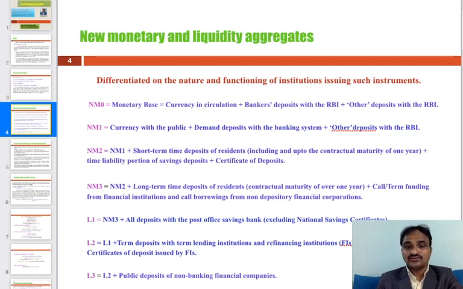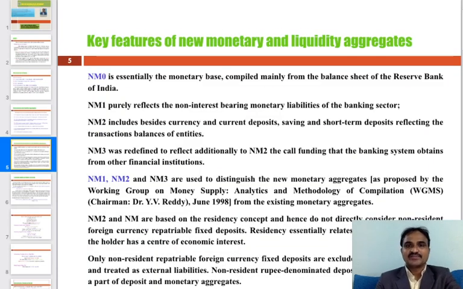And what is L2? L2 is equal to L1 plus term deposits with term lending institutions and refinancing institutions, plus term borrowings by financial institutions and certificates of deposit issued by financial institutions. And L3 is equal to L2 plus public deposits of non-banking financial companies.